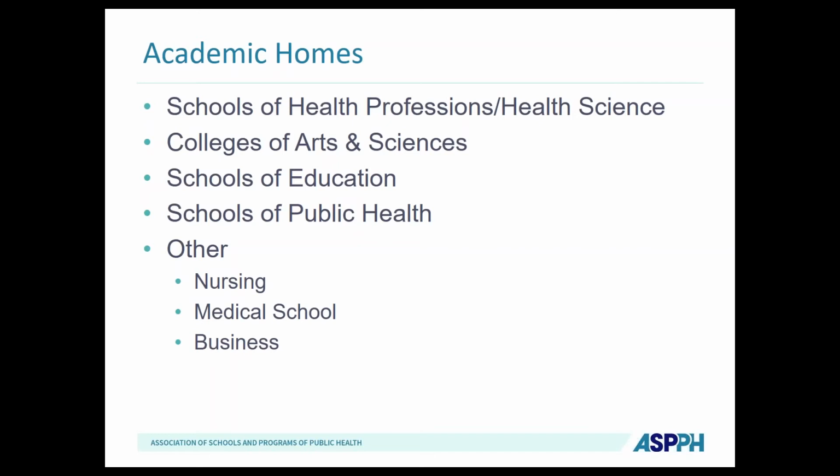So these are in order. Again, there were about 200 institutions. Now some of them might have had more than one degree within their school and maybe in different colleges, but these are in order of where we found the most degrees that were public health. So schools of health professions, health science was the most, and there were about 80 degrees that were housed in those academic homes.